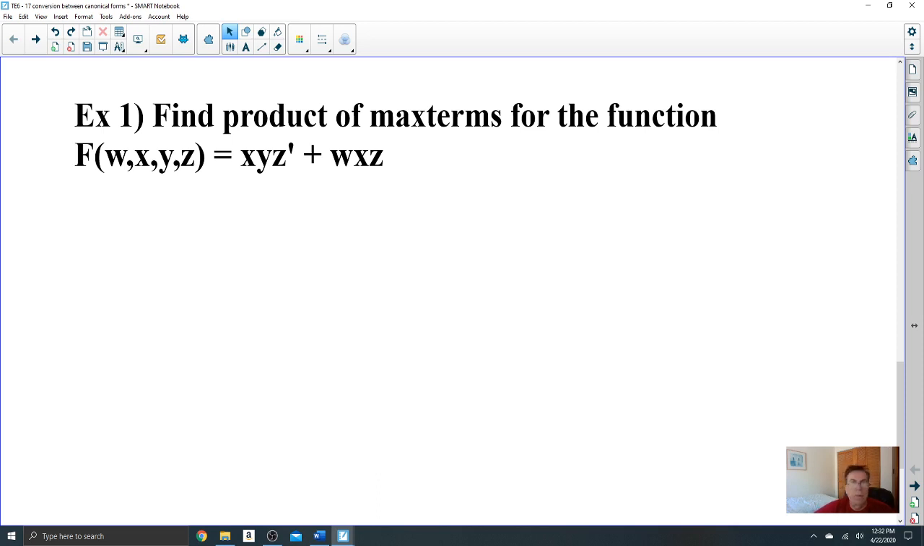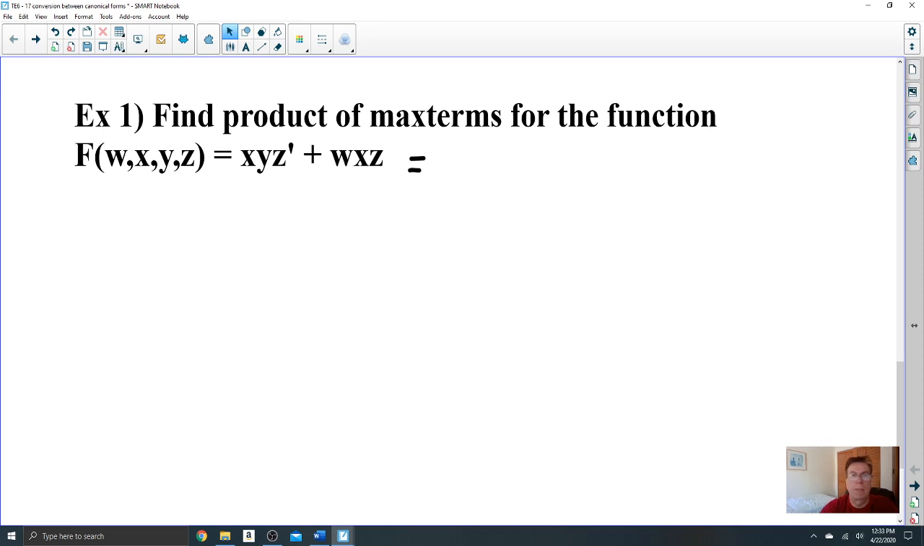It will be very difficult to find the product of maxterms here. You have to break those products, both of the products, and expand it into product of maxterm, which will take a lot of space and time. So we're going to do a different way. We're going to expand this into sum of minterms, and then, knowing the complementary relationship between minterms and maxterms, we're going to convert it into product of maxterms. So let's do it. Sum of minterms.